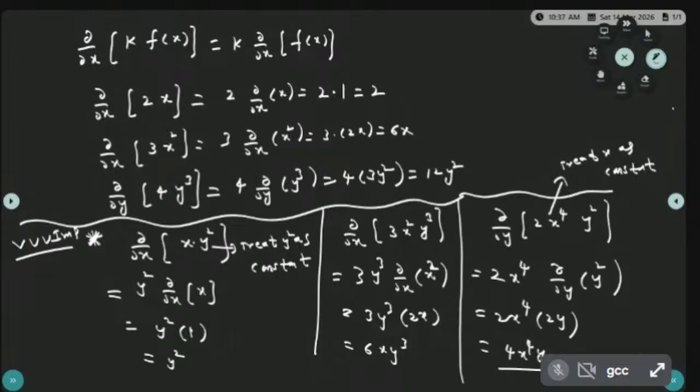Next, I will tell you 2-3 examples related to z. Then I will start the first concept, formation of partial differential equation. The problems will be very simple and you will easily understand it.